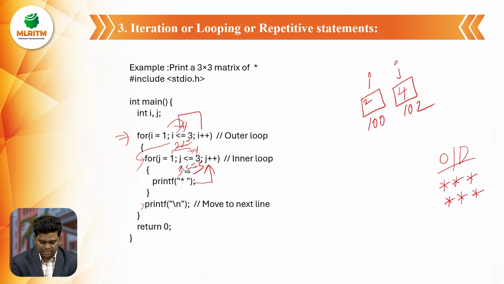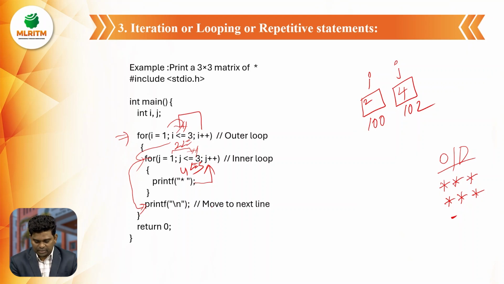Now test the condition again. Replace with 4. 4 less than or equal to 3. Hence this condition is false. So it simply skips the inner for loop and goes to the next statement. What is the next statement? Printf. What are we printing? Backslash n, which indicates the new line. So the control transfers from here to here.